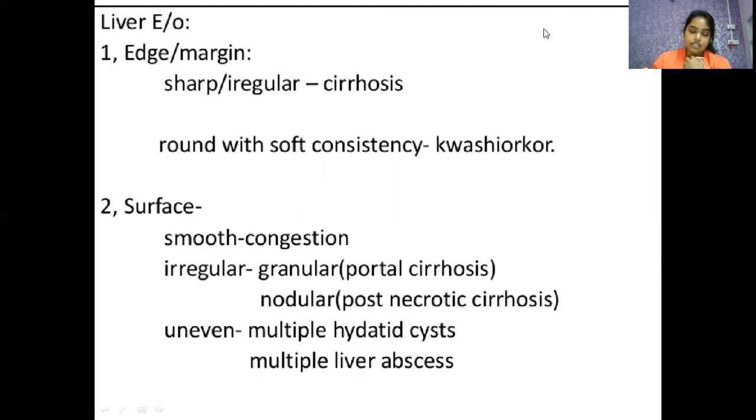And the surface: smooth in congestion, irregular and granular in portal cirrhosis, and nodular in post-necrotic cirrhosis. Uneven surface is found in multiple hydatid cysts and multiple liver abscesses. So it is important to know the edges and surface etiology when the liver enlarges.